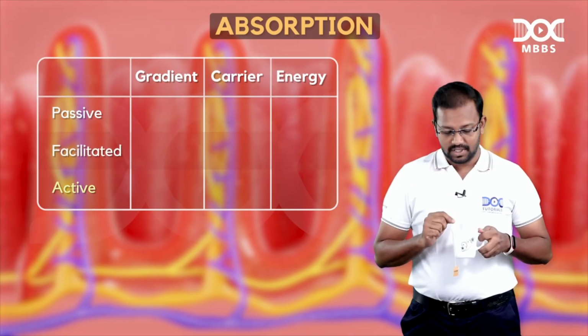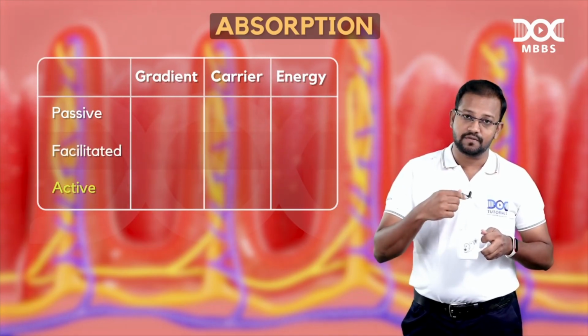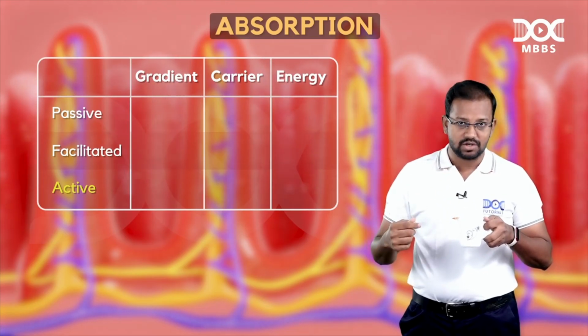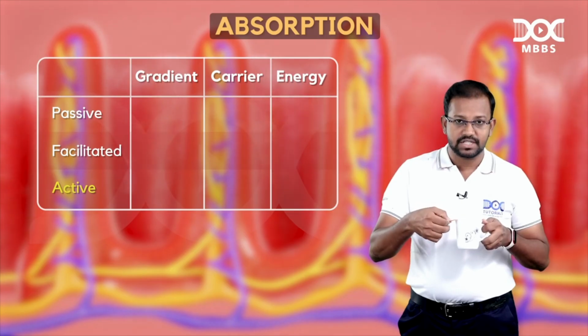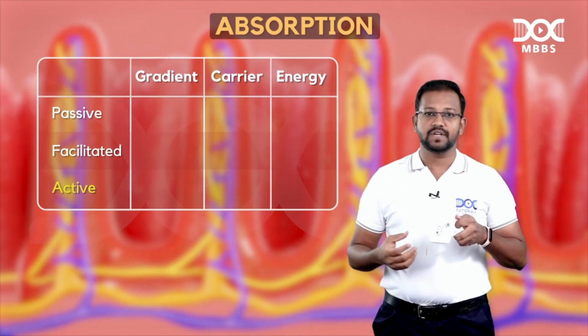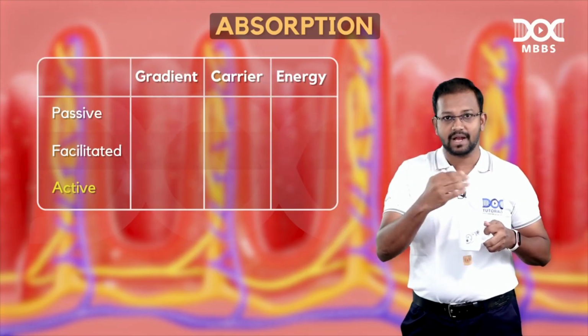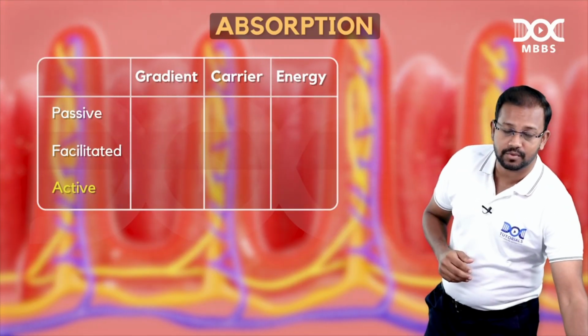And the third method is, even after doing all these things, if the tea is not concentrated or strong enough, some people will take the tea bag, press it against the walls of the cup and try to squeeze it out. When they try to squeeze it out, what happens? We are inducing energy to force the molecules out of the tea bag towards the outside. Clear? And the third one is called active transport.